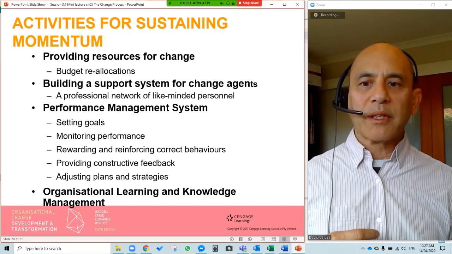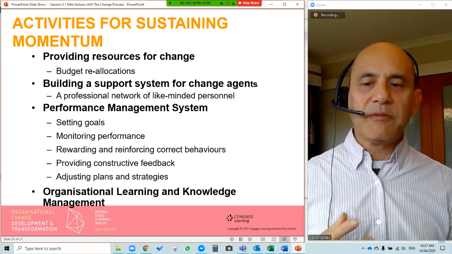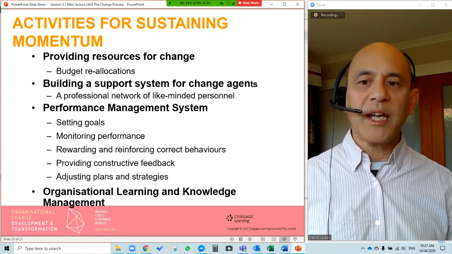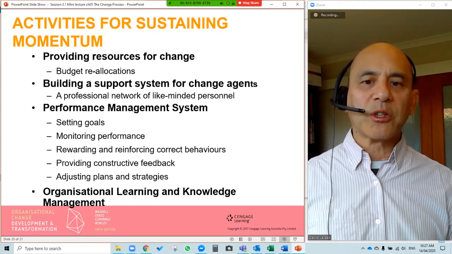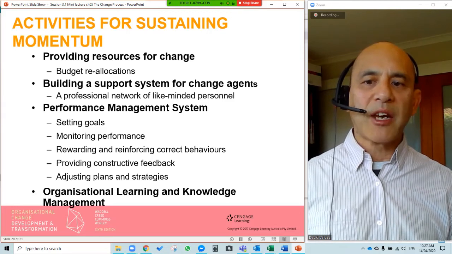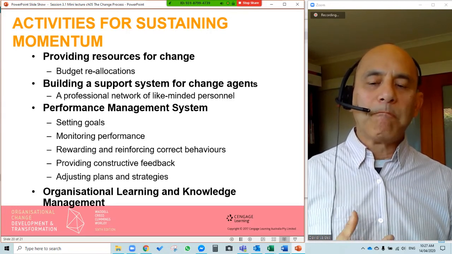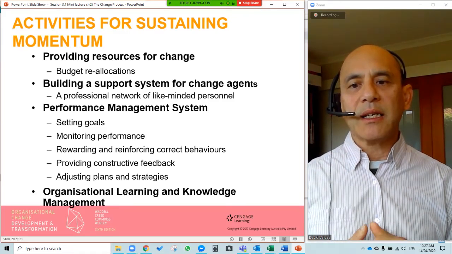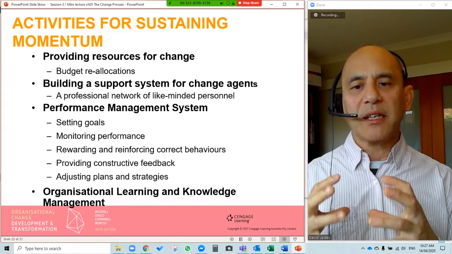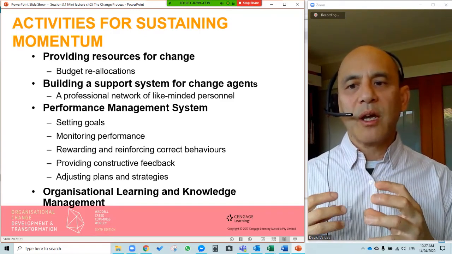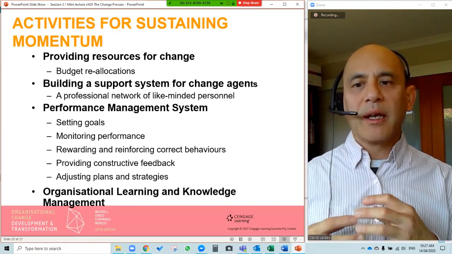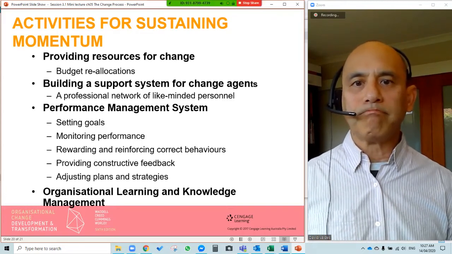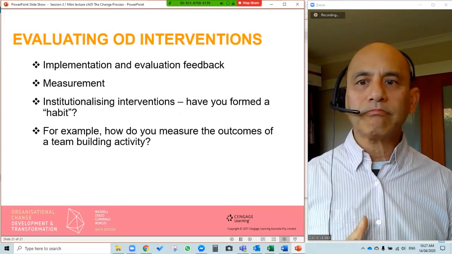Another important activity that can help us sustain the momentum of change is an organizational learning and knowledge management system. We'll discuss this at a future date, but this is what we mean by creating a culture within the organization where we're continuously learning, and we're using knowledge and sharing that knowledge among employees.